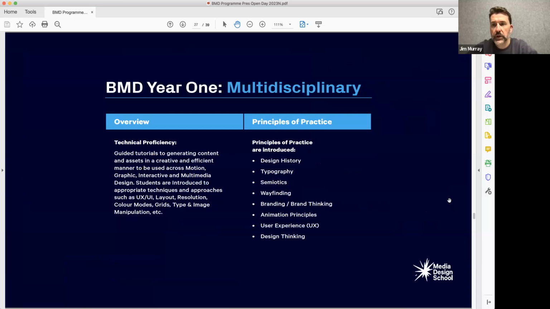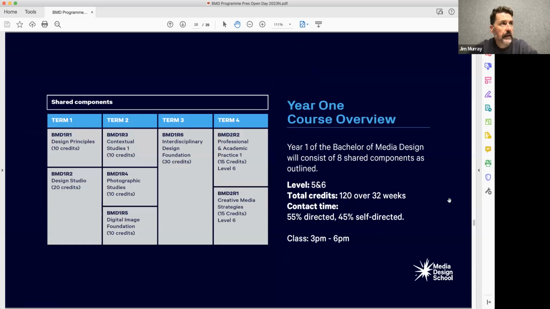So as I said before, first year is multidisciplinary, primarily understanding UX methodologies and how that might apply across problem solving, design thinking, again, for problem solving in terms of briefs, always working on briefs as you go through. When you get to term 3, you take what you've learned and impart that knowledge into an interdisciplinary design project across motion, graphic, and interactive design. Then in term 4, you do above the line advertising contexts, outcome for creative media strategies.